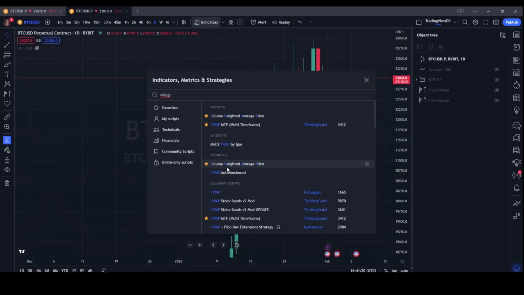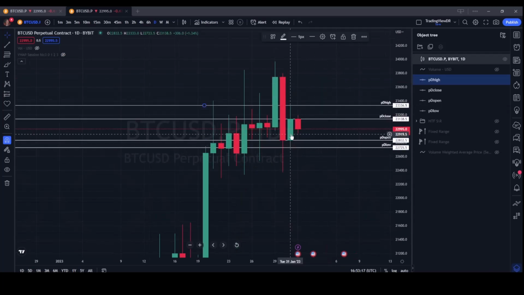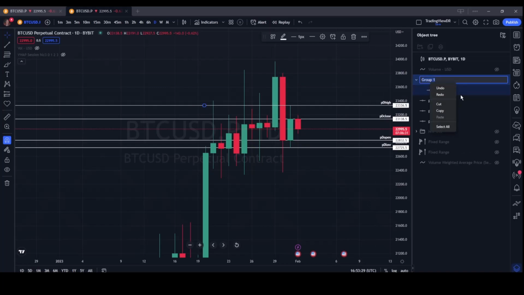The next thing I'm going to do is I'm going to add a VWAP and a session VWAP. So you can see there's my session VWAP. And let's hide that. Here you can see that I've marked the previous day, open, high, low and close, and I've marked them in white lines. So let's put them into a group and let's call that previous day.